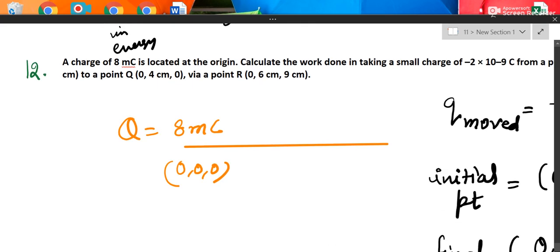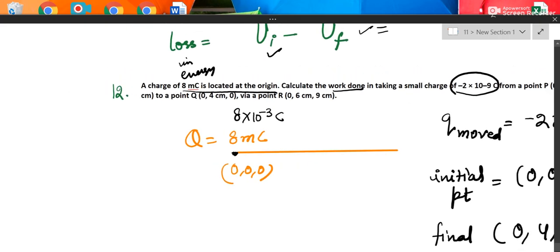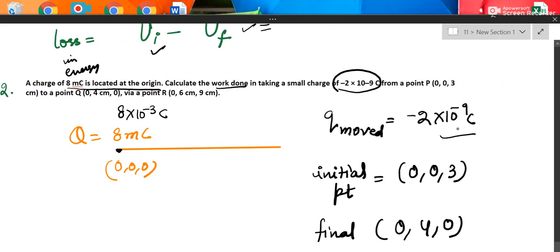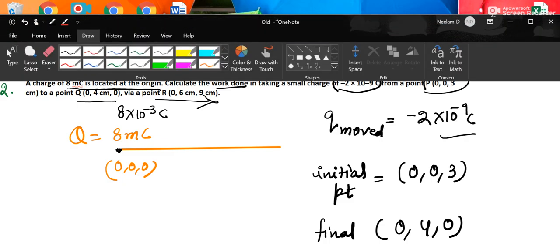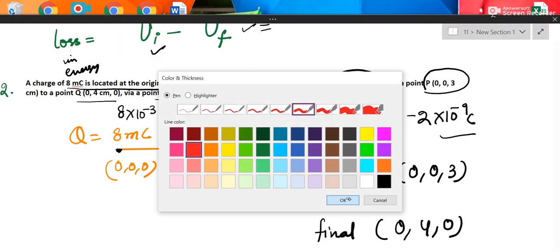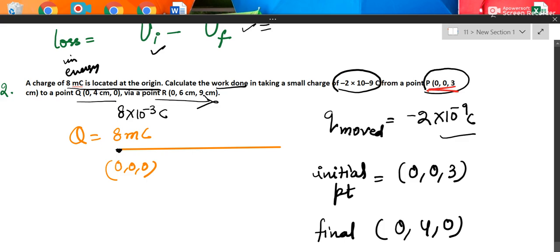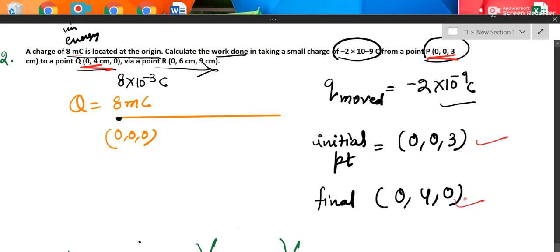In question number 12, a charge of 8 millicoulomb is located at the origin. So it's located at the origin. This is 8 millicoulomb, 8 into 10 to the power minus 3. Calculate the work done in taking a small charge. This is the charge moved, from P to Q via this. Via is not required because the work done will depend upon the initial and final position only. So from this to this. I've written the initial position and final position. They are given in centimeters.